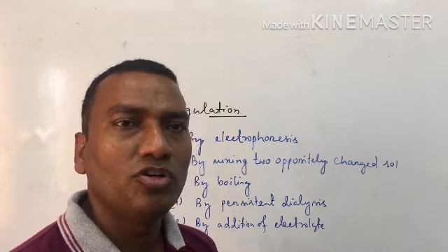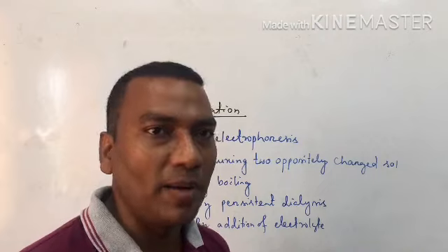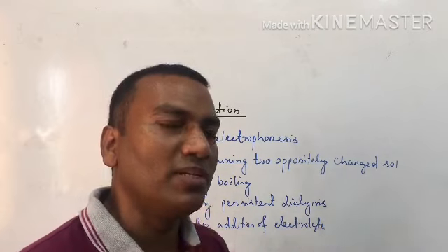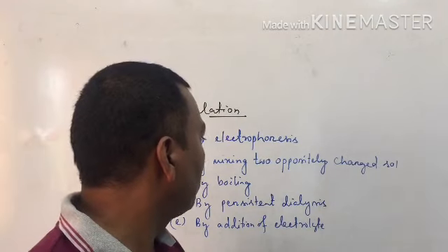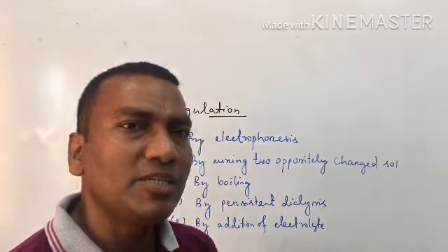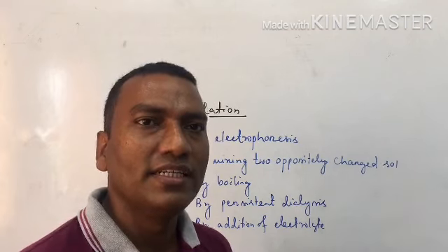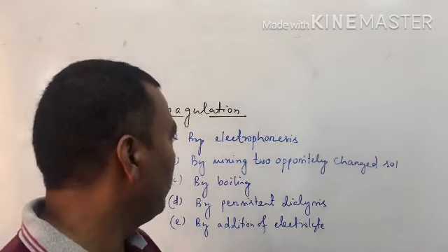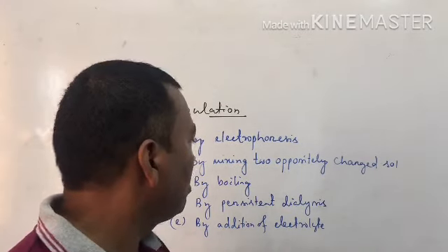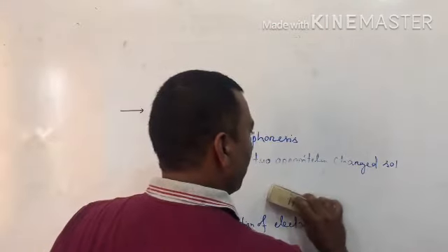Next is by boiling. When you boil, the solvent particles evaporate and the solute particles will settle down. So by boiling also, coagulation can be done. Next is by persistent dialysis. When we do persistent dialysis, the solvent particles will be separated and the solute particles will remain. So by persistent dialysis also we can do the coagulation.